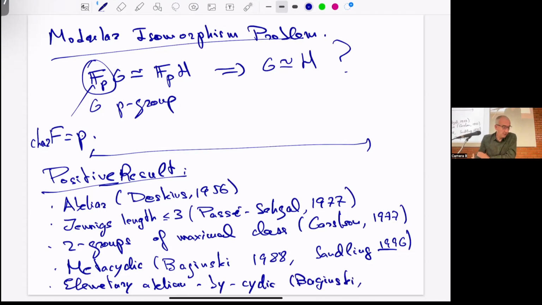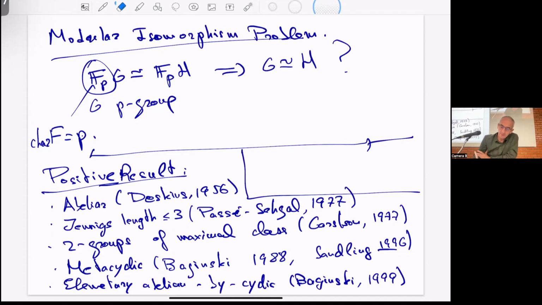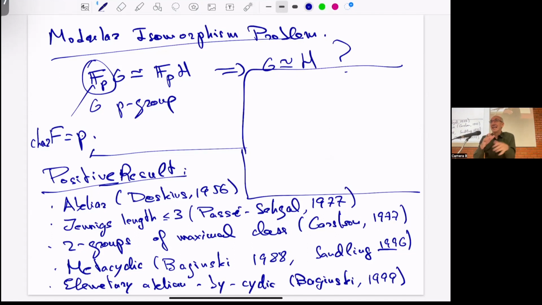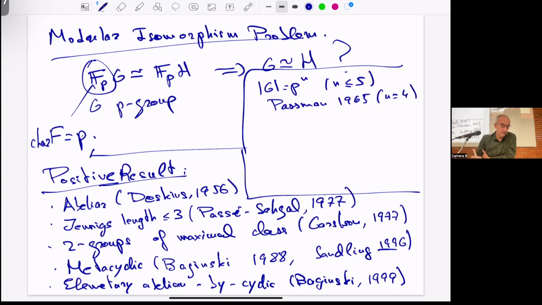I don't want to go to the next page, because let me use this space to report also some results just on the side. It's also true when the order of the group is p to the n, for n at most 5. These are contributions of Passman in 1965. He did it for n equal 4, and for small p, and Makasikis, Salim, and Sandling completed it for n equal 5.